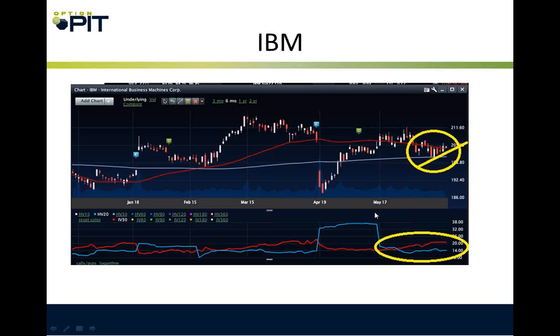So here's IBM. What do you notice? Implied vol is trading at a nice premium to realized volatility, and realized volatility is dropping. See this range here? And then the stock slowly creeps higher. This was a trade that we did in the strategy letter. Slowly creeps higher, that is a perfect put selling opportunity.